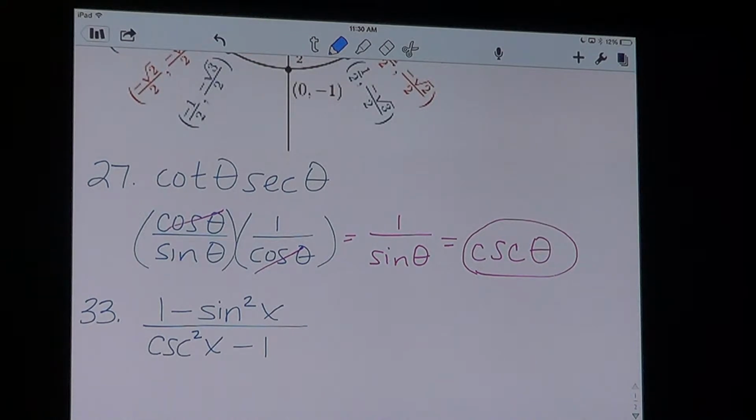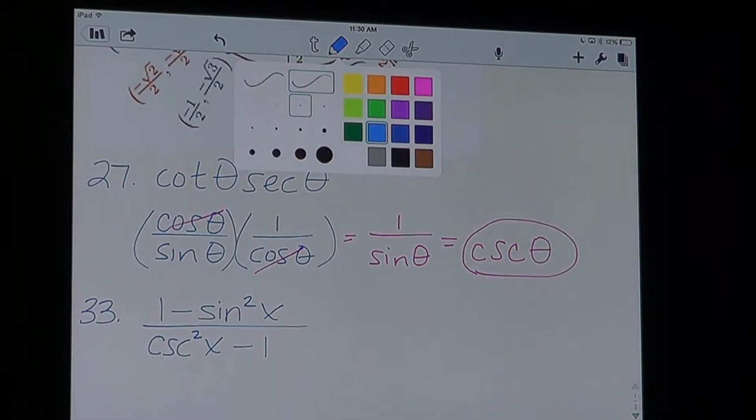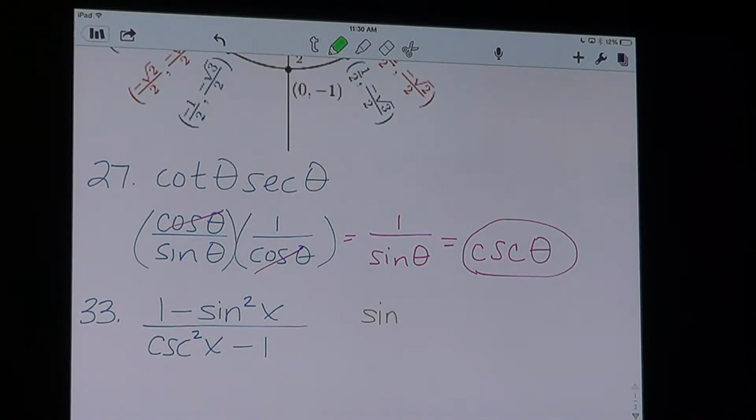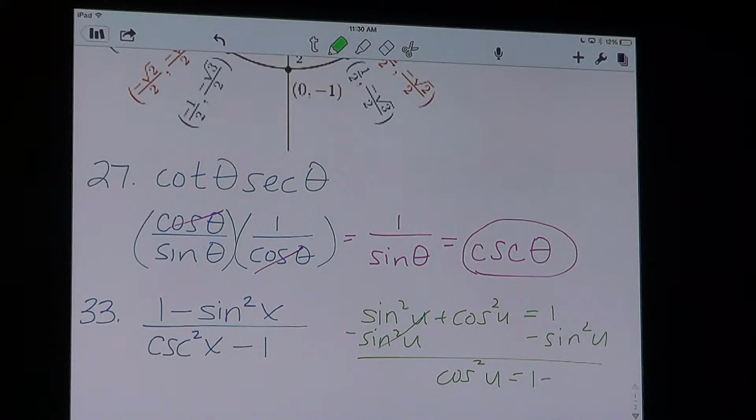So, I can rearrange that first Pythagorean identity, the one that says sine squared u plus cosine squared u equals 1. I can rearrange that if I subtract sine squared u from both sides. Then I know that cosine squared u equals 1 minus sine squared u. Does that make sense? I'm just rearranging the identity that I'm given so that it will look like this: 1 minus sine squared u is equal to cosine squared u.